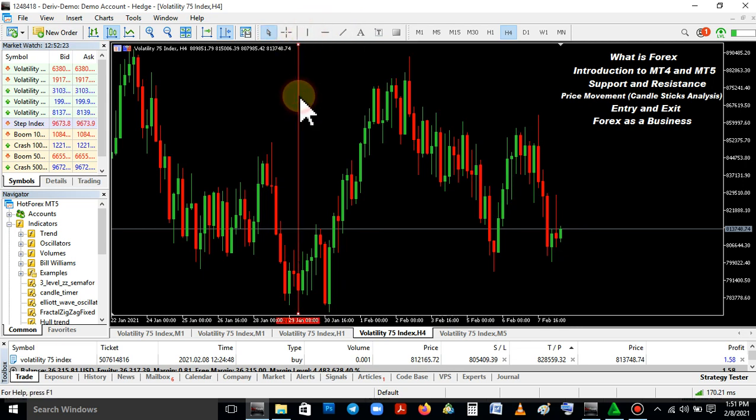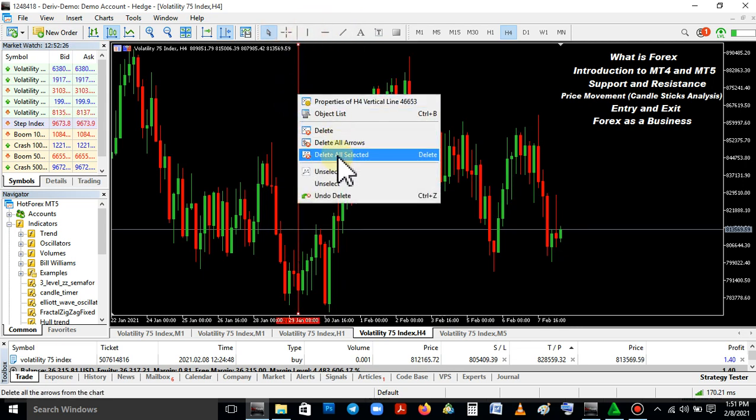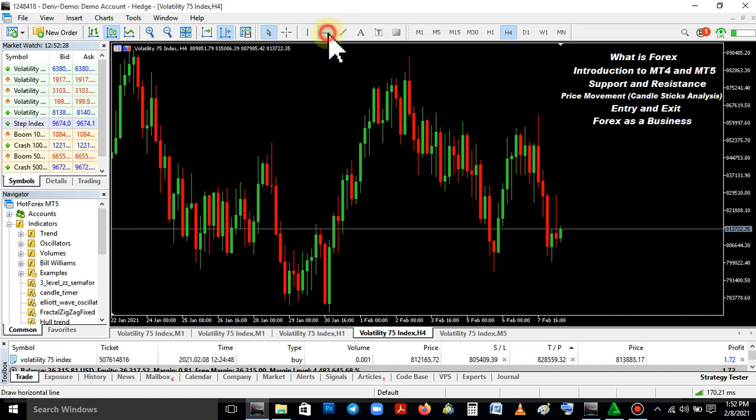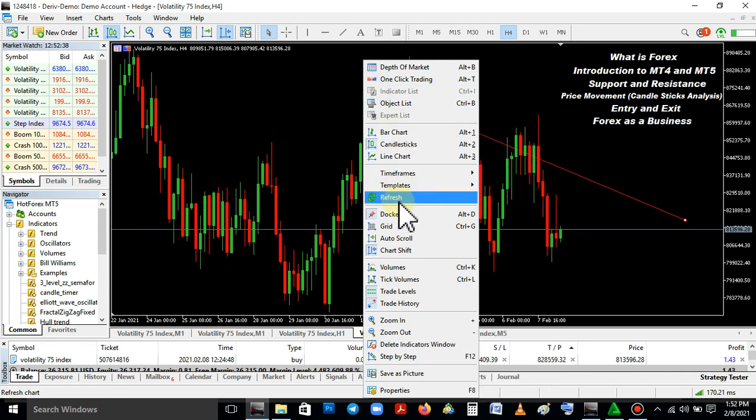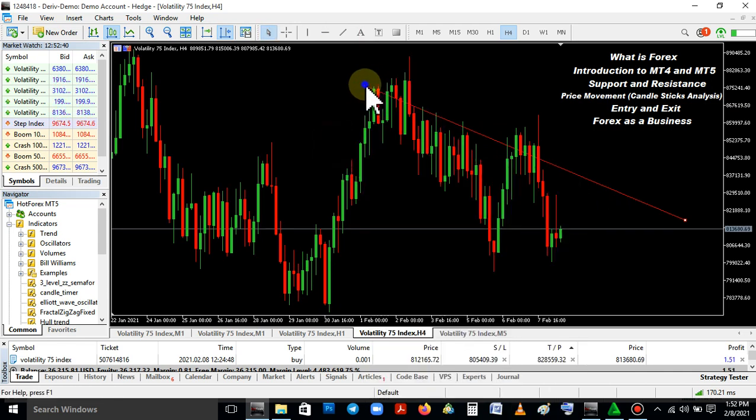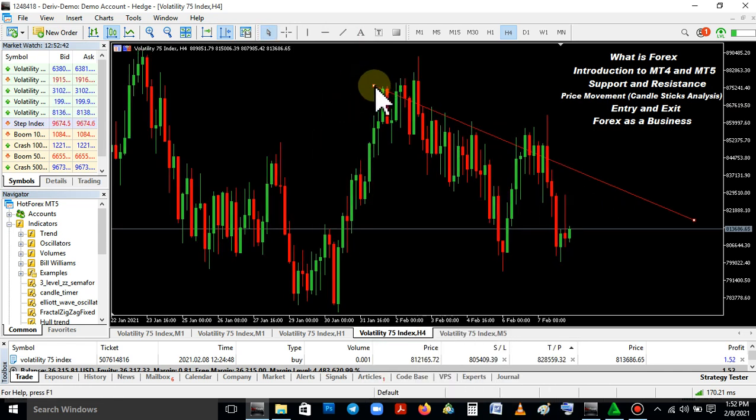Then this one is a line, you can use it to do line and all of that. Okay, here this is what we'll be using to draw our support and resistance very soon, like that. Here this is trend line. Okay, this is trend line. You will all know what it is used for very soon. Okay, so that's a trend line. That's where you draw a trend line from.